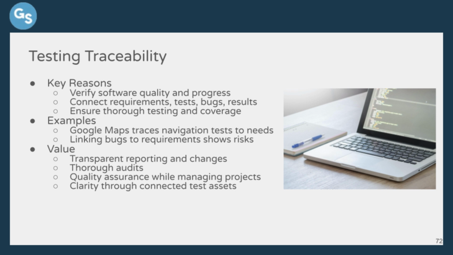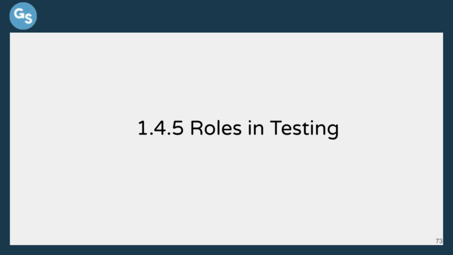Popular apps like Google Maps trace tests of different map features back to customer navigation needs. This approach allows clear progress reports to stakeholders and enables early improvements. If requirements change later, traceability makes it easy to identify which tests are affected so we can make the right updates. It also supports thorough audits. Overall, traceability helps companies show software quality while managing deadlines for successful projects, from games to banking systems. Connecting all test documents makes the entire process more transparent and effective.